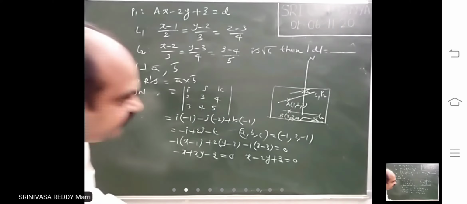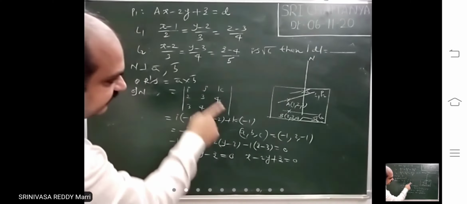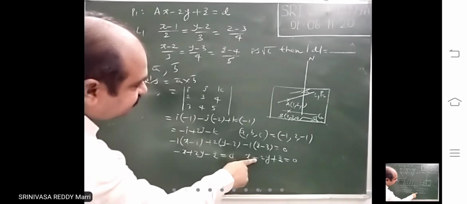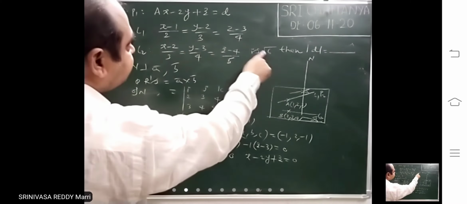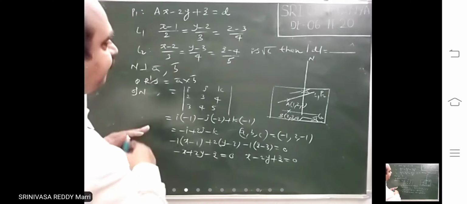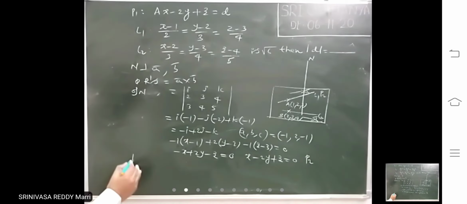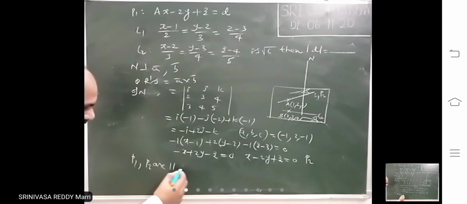So this is the plane. If you look, this point lies on the plane. Substitute 2, 3, 4: 2 minus 6 plus 4, this point will obviously lie. Now look at the distance between these two; root 6 is given. That means these both planes are parallel. P1, P2. Distance given means they are parallel.